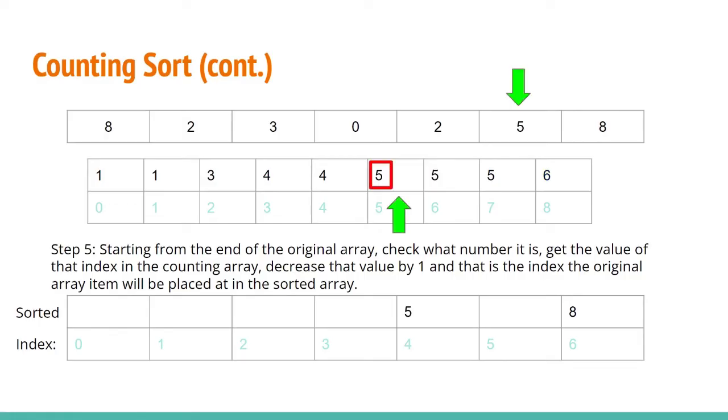Now, we'll go to our next element that we're going to be looking at, and that's 5. So we go to the index of 5 within our counting array, and then we will decrement that number to 4, and that'll give us the index at where 5 would be in our sorted array. And we would continue doing that until we were fully done and had a sorted array.